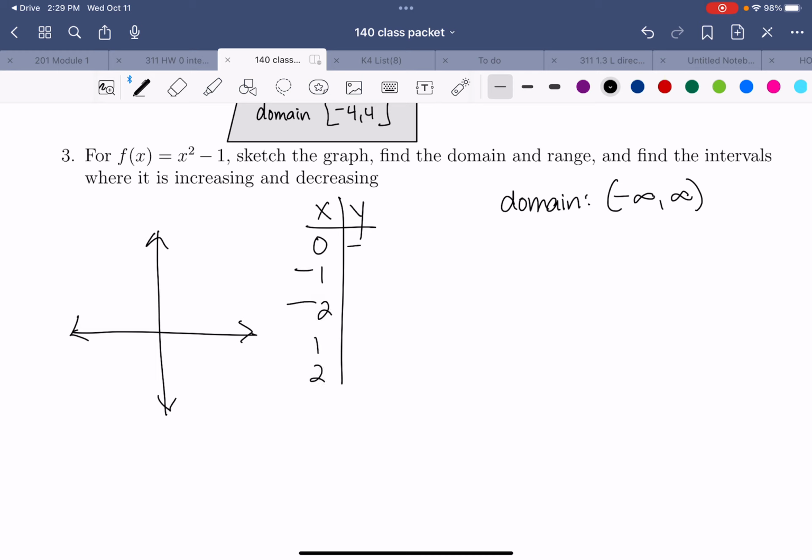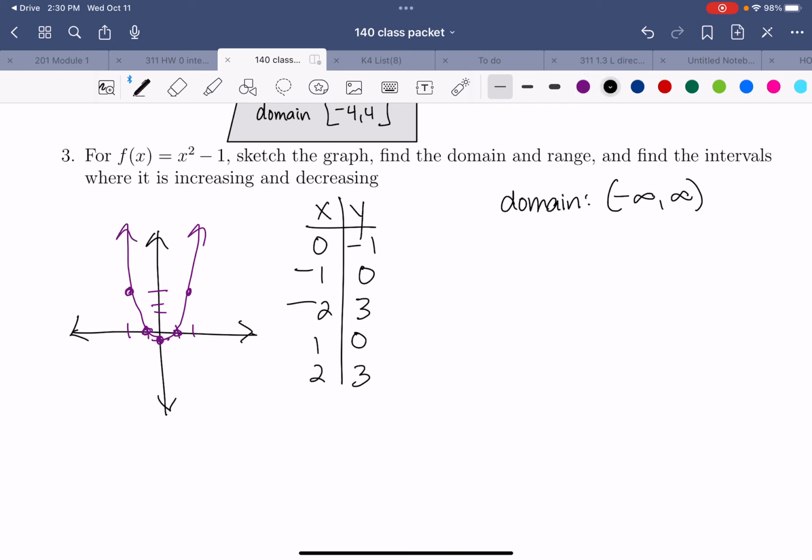When I plug in 0, I get -1. When I plug in -1, I get 0. When I plug in -2, 4 minus 1 is 3. When I plug in 1, I get 0. When I plug in 2, I get 3. If I graph those, (0, -1) is right here. (-1, 0) is right here. (1, 0) is here. (-2, 3) is up here. And here we go, right? Something that looks like this.